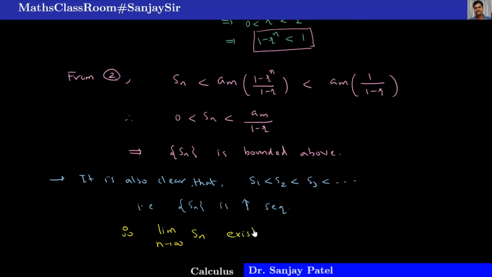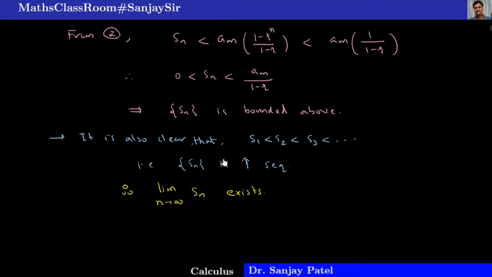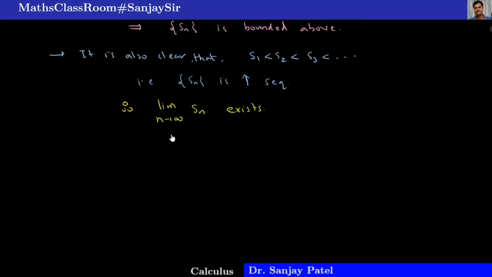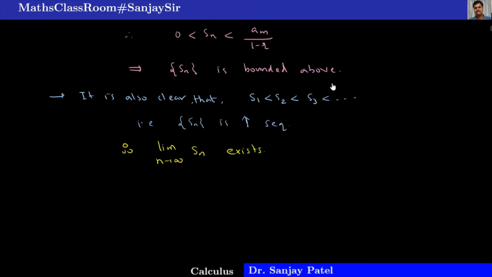This limit exists by a theorem about monotonic bounded sequences, which we have mentioned in our first video, that every bounded sequence which is monotonically increasing or decreasing is always convergent. So we have proved Sn is bounded above and also it is increasing, therefore its limit must exist.